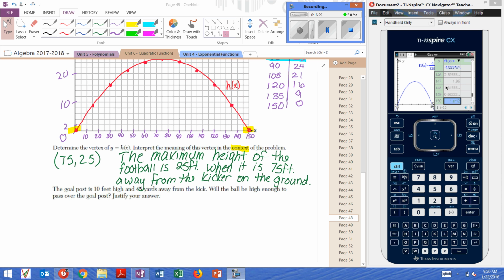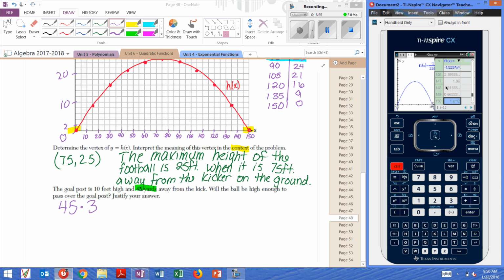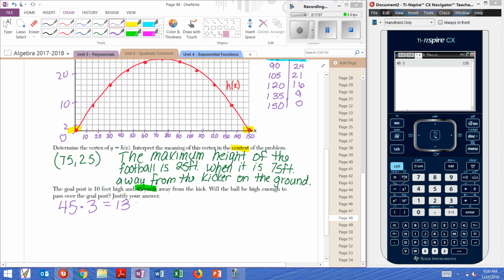Okay, last part. The goalpost is 10 feet high and 45 yards away from the kick. Will the ball be high enough? I think that should say kicker. Will the ball be high enough to pass over the goalpost? Okay, and justify. So 45 yards. The first thing that we need to be careful of is everything in our problem is in terms of feet, and they just said 45 yards. So let's multiply 45 times 3. Oops, I wanted to add a calculator. So 45 times 3 ends up giving us 135 feet. So they're discussing the point 135, 9.